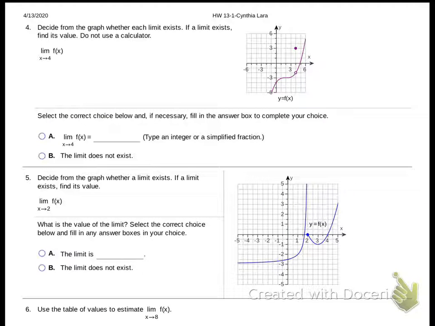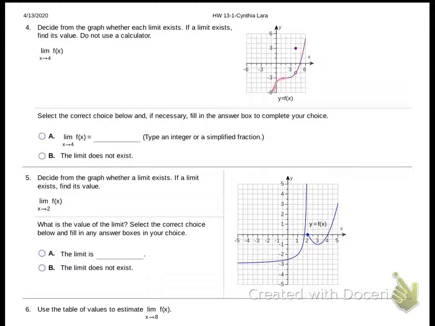Number 4, decide from the graph whether each limit exists. If a limit exists, find its value and do not use a calculator. All right, so again, what's happening as x is getting closer to 4? So 4 is right here, so we're going to go closer on the left and closer on the right. But I'm going to ride the graph. That's just the x part.